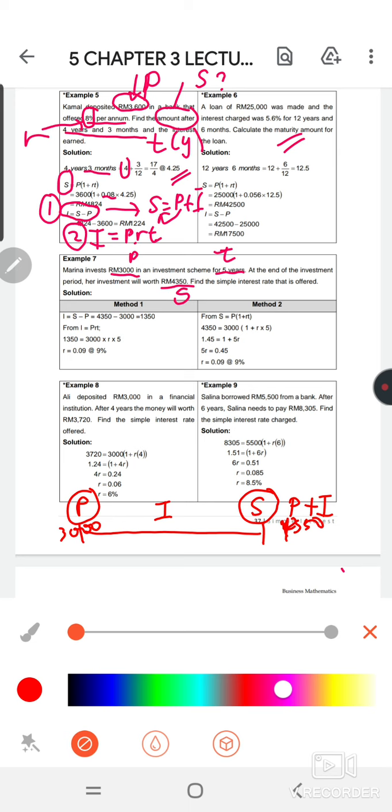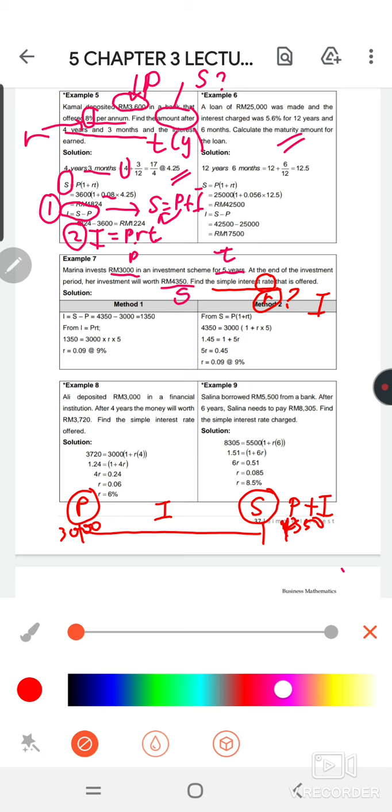Okay, simple interest rate means R. You need to find R. Lain kalau simple interest I. Kalau ada perkataan rate, maksudnya kadar. So you need to find R. Okay. So from this problem, okay, so kita kumpulkan maklumat. Dah ada P, T, S, kita nak cari R. Okay, so first you can find I.